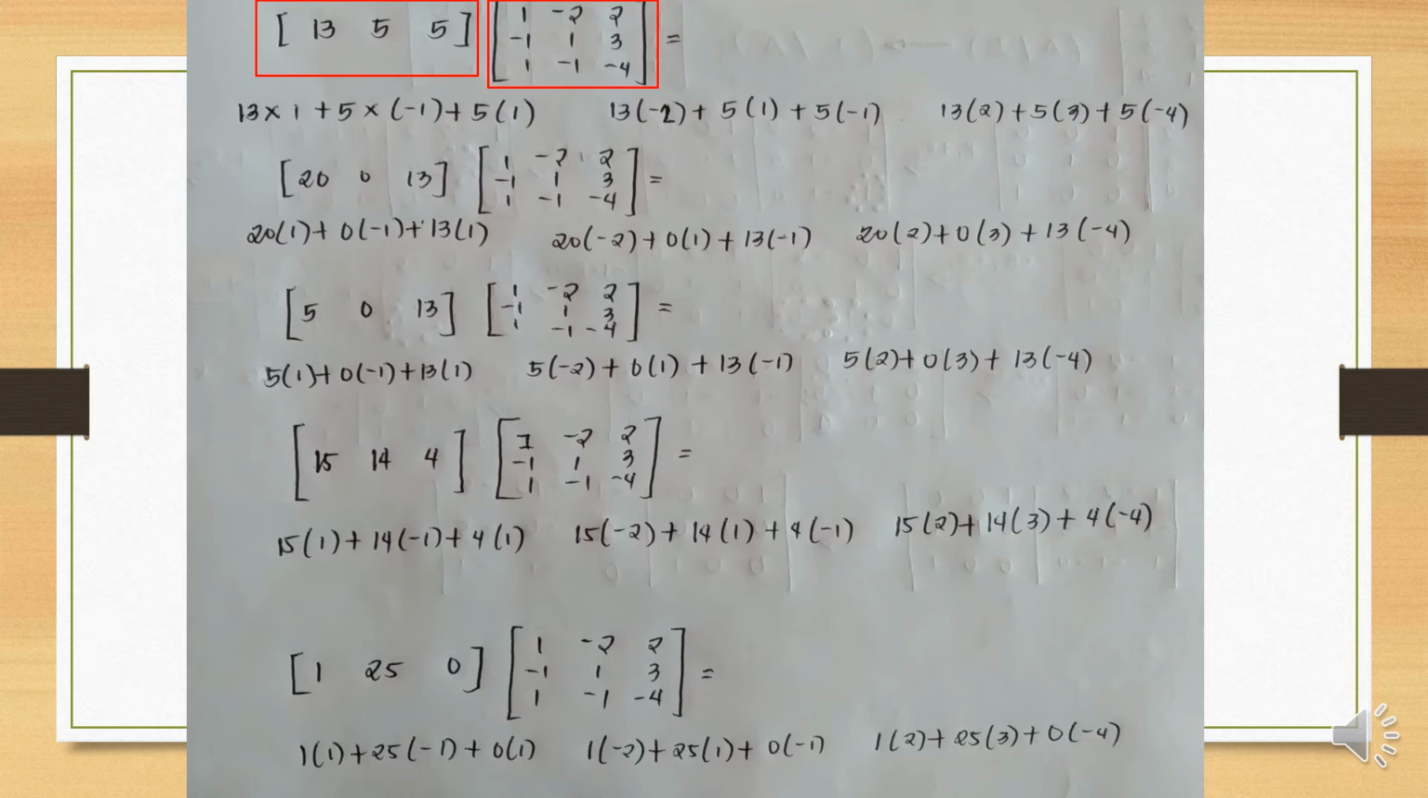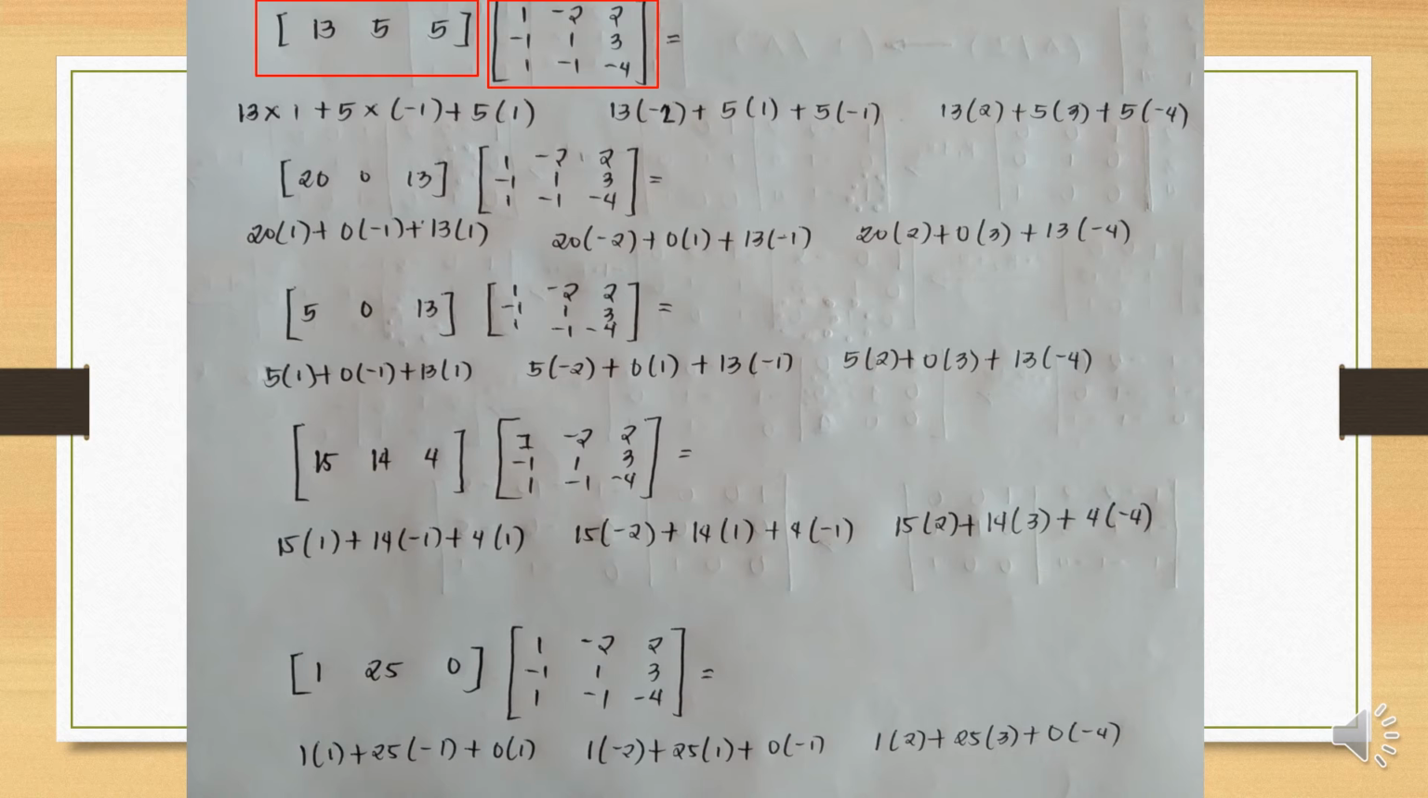to the uncoded row matrix. We have 15, 14, and 4. So for the first column, 15 times 1 plus 14 times -1 plus 4 times 1. For the second column, we have 15 times -2 plus 14 times 1 plus 4 times -1. And the last column, we have 15 times 2 plus 14 times 3 plus 4 times -4.